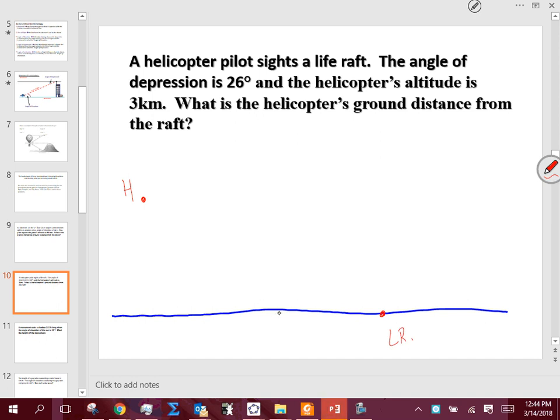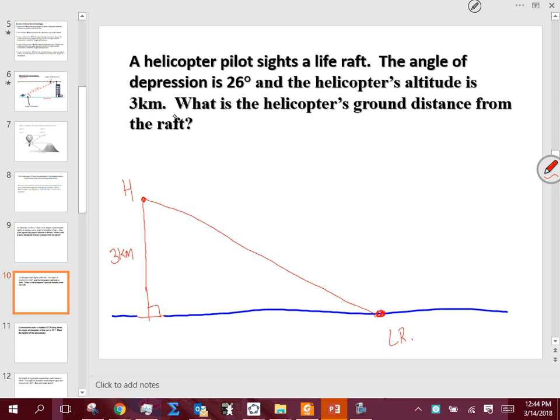So the angle of depression is 26 degrees, and the helicopter's altitude is 3 kilometers. I'm comfortable with that altitude first, drawing that in. Does that make sense? So there's 3 kilometers. What would you call that line right there? That's your line of sight.